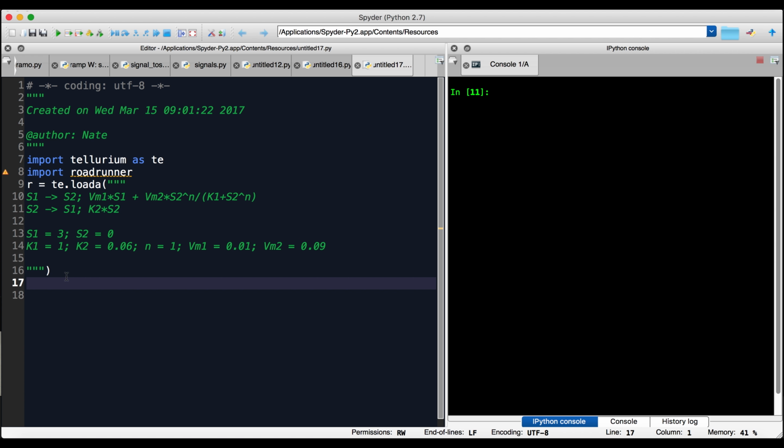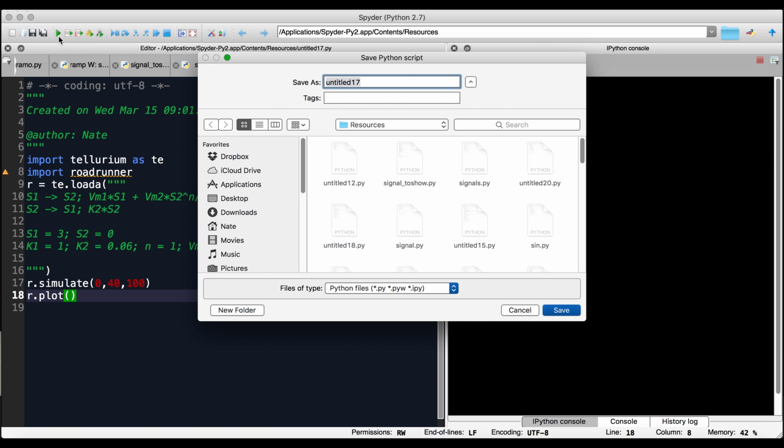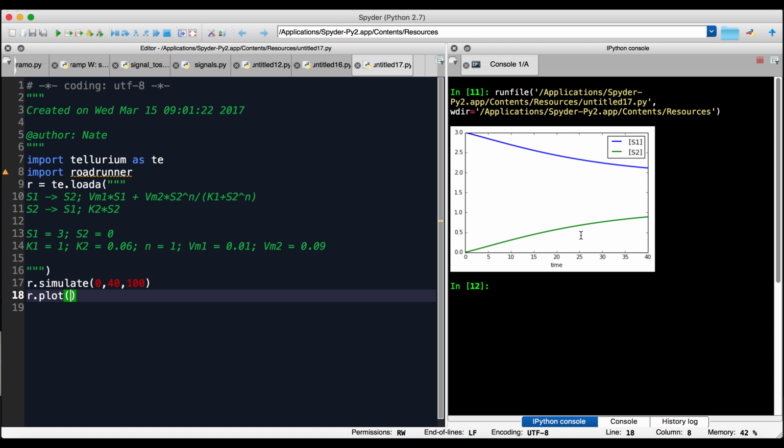Now we just need to go r dot simulate. That time is not important. Okay, now when I run this, we can see that we have the two things approaching the new steady state.